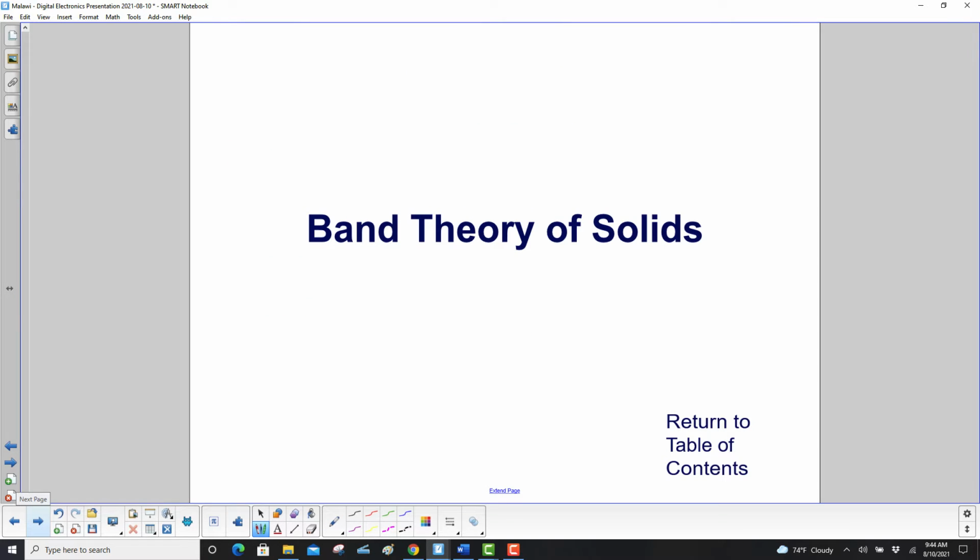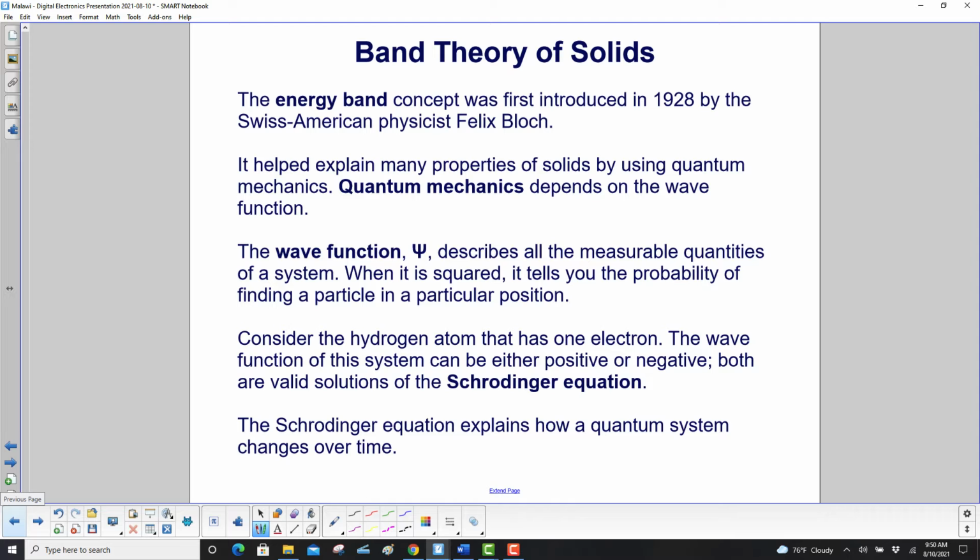Band theory of solids. The energy band concept was first introduced in 1928 by the Swiss-American physicist Felix Bloch. It helped explain many properties of solids by using quantum mechanics. Quantum mechanics depends on the wave function. The wave function, also written as psi, describes all the measurable quantities of a system. When it is squared, it tells you the probability of finding a particle in a particular position.